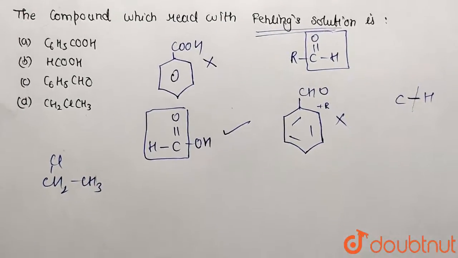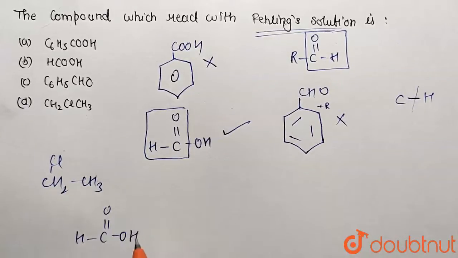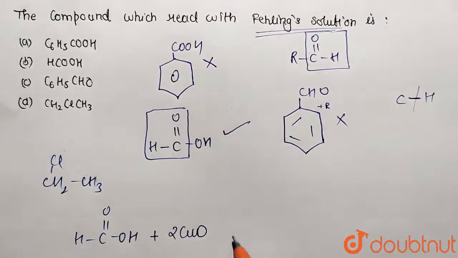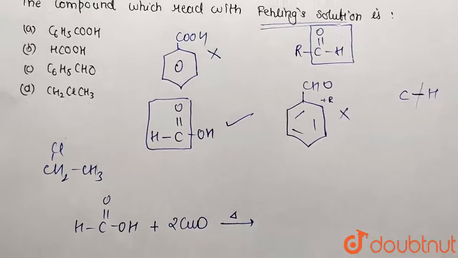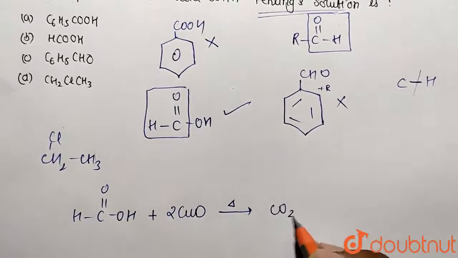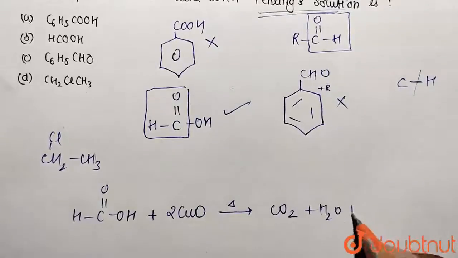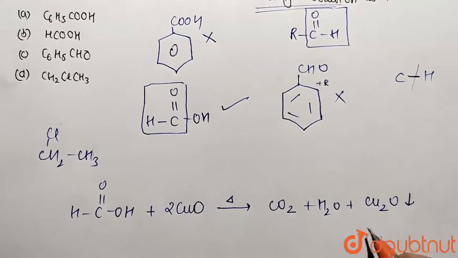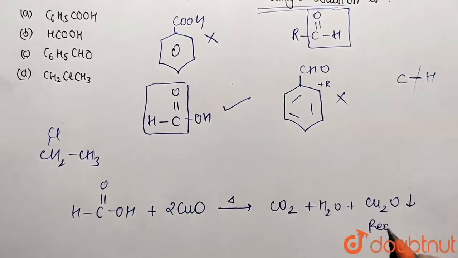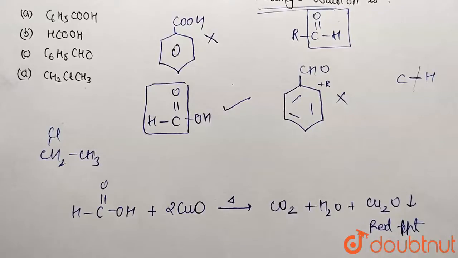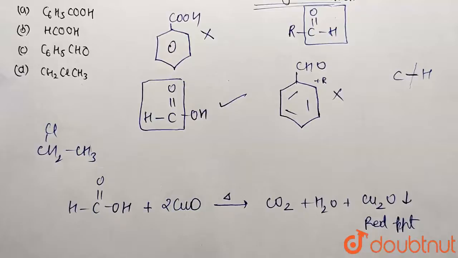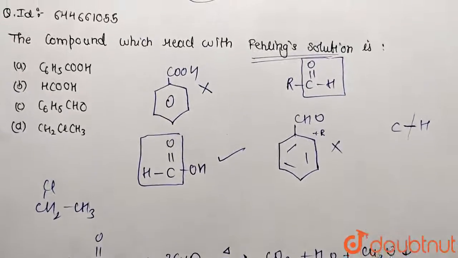Now let's write the reaction of our methanoic acid. So HC double bond OH, when it is reacting in the presence of CuO and heating takes place, the corresponding products formed are CO2, H2O and our red precipitate of Cu2O. So this is confirming the test and this is the red precipitate. So these are the respective products and this red precipitate is forming. So which is the correct answer? Option B. So this was the solution.